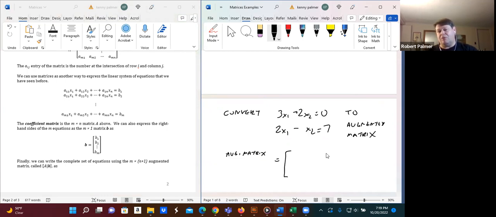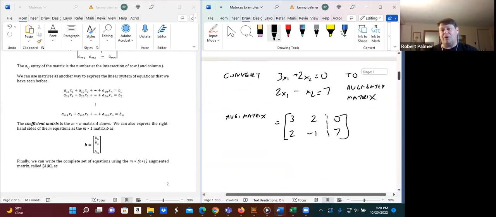So we're going to have a dividing line. On this side of the dividing line, we write what's called the coefficient matrix, the numbers on the left-hand side of our equations. And on this side of the dividing line, we write the right-hand side of our equations. Basically, we match the rows and columns. So for our first row, we have 3, then positive 2, then on this side of the dividing line, 0. Then down here we have 2, -1, and 7. So we just took this system of equations and turned it into what's called an augmented matrix.